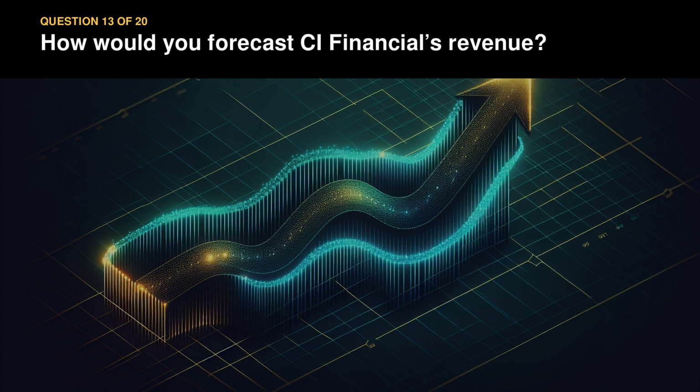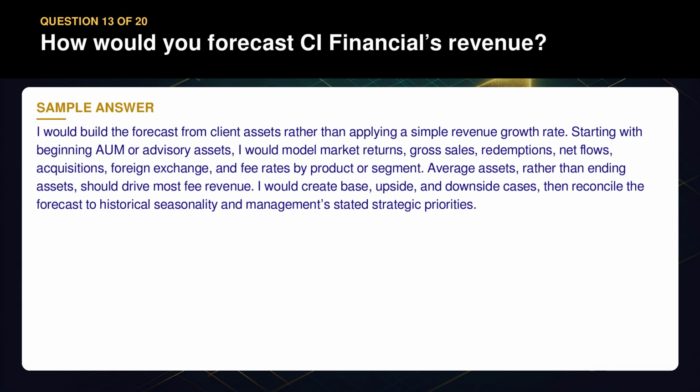Question 13. How would you forecast C Financial's revenue? I would build the forecast from client assets rather than applying a simple revenue growth rate. Starting with beginning AUM or advisory assets, I would model market returns, gross sales, redemptions, net flows, acquisitions, foreign exchange, and fee rates by product or segment. Average assets, rather than ending assets, should drive most fee revenue. I would create base, upside, and downside cases, then reconcile the forecast to historical seasonality and management's stated strategic priorities.